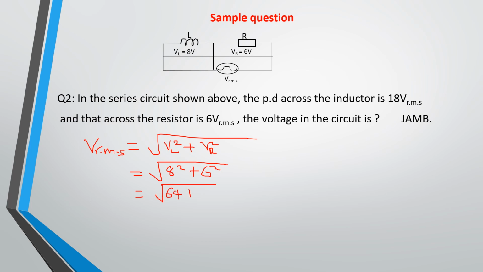So this is 64 plus 36, and this gives you square root of 100, which means that the voltage you are looking for is equals to 10 volts, right? Okay, so that is the voltage you are looking for, 10 volts. Okay, so this one is direct and there's no ambiguity.